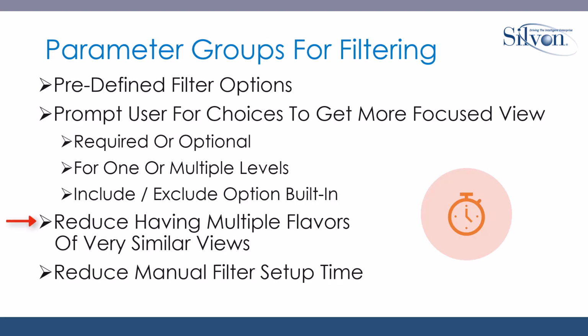Parameter groups are nice because they reduce having to have multiple flavors of the same view or very similar view. For example, if one set of users always looks at region A, another looks at region B, you don't have to save two versions of the same view filtered for A and B. You can just present them with a parameter group choice, and then every time they run the view, they can pick their region of interest. And having these parameter groups, saving your filter options ahead of time, reduces manual filter setup time.